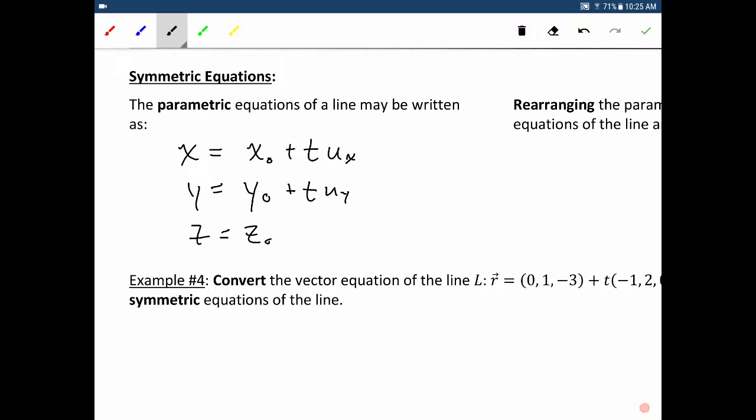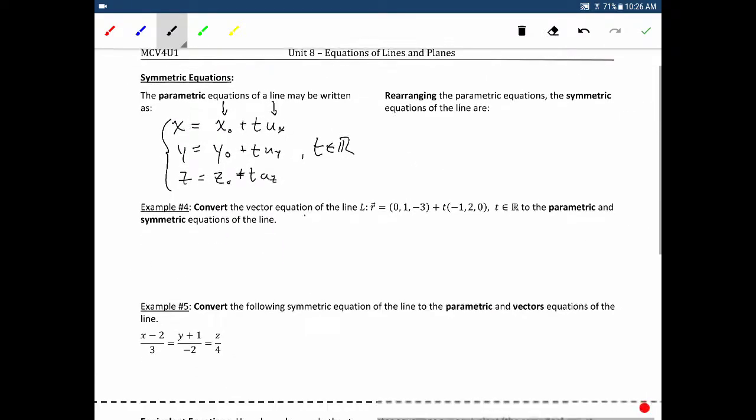Y will have y0 plus t times the y component, and the same for z. All right, so this was our parametric version of our equation of the line. You can see this represents the starting position, and this represents the direction vector. Now I do have to add that t is an element of the real numbers. It is important you don't forget that.